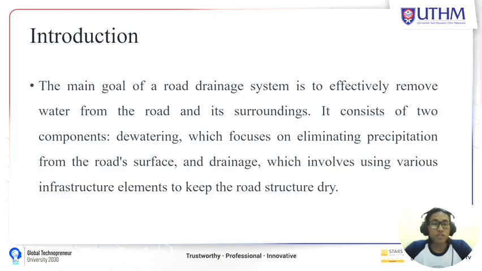First, the introduction. The main goal of a road drainage system is to effectively remove water from the road and its surroundings. It consists of 2 components: dewatering, which focuses on eliminating precipitation from the road's surface, and drainage, which involves using various infrastructure elements to keep the road structure dry.